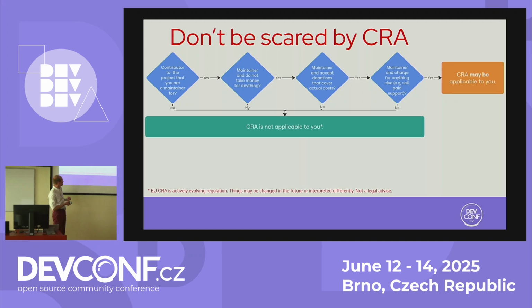Now, if you're a maintainer and accept donations that cover the actual cost of the development of keeping the project alive, CRA is not applicable. Now, if you're a maintainer and charge for anything else, for example, you sell some additional services, support, or gain a profit from it, CRA may be applicable to you.